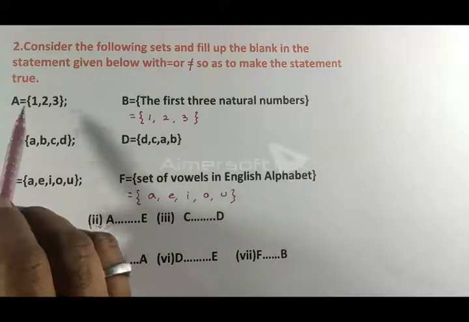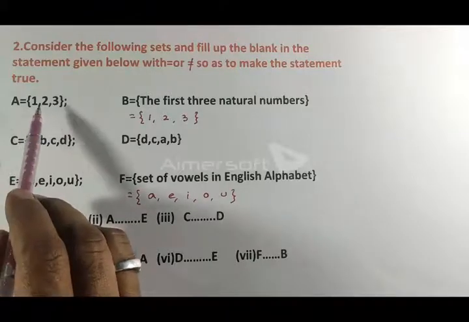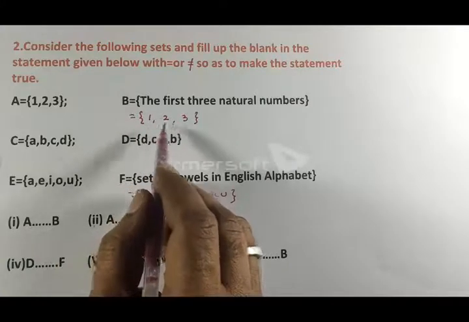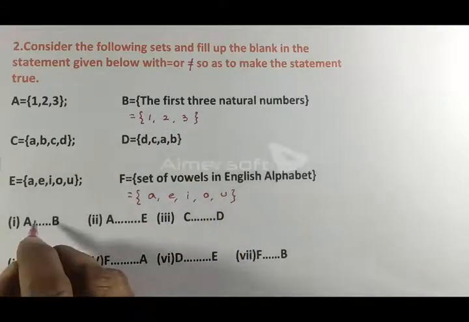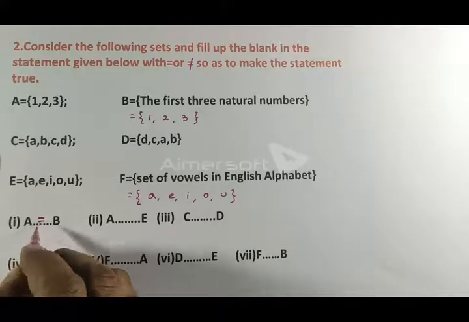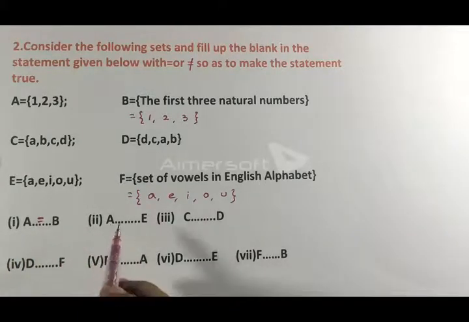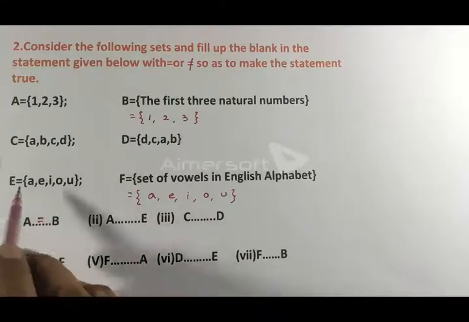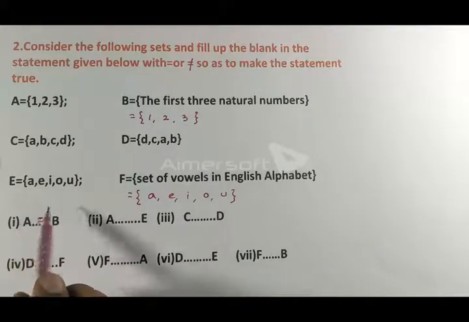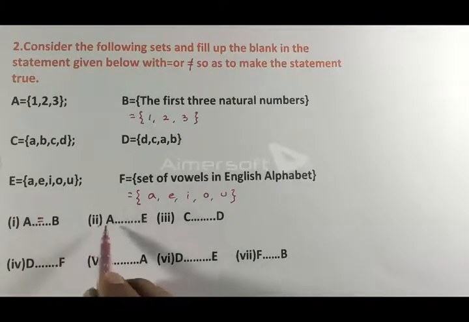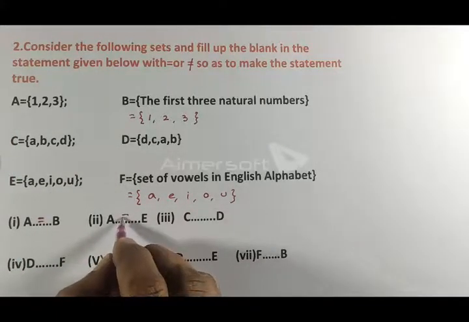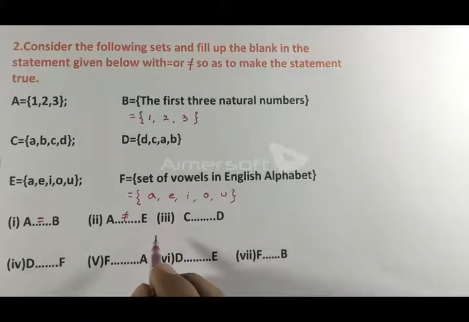Observe the set A. The set A contains three elements 1, 2, 3, and B also contains the three elements 1, 2, 3. So we can write A is equal to B. Observe the set A again: 1, 2, 3, three elements. And next the set E contains the vowel letters of the English alphabet. So A may not be equal to E. We can write A is not equal to E.